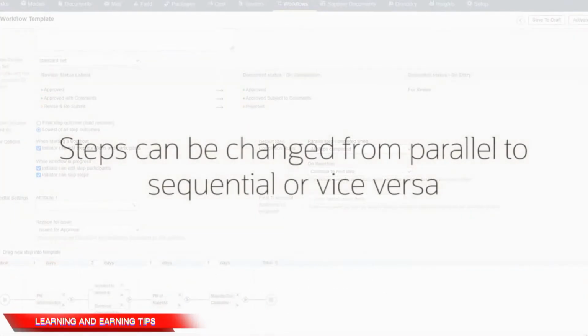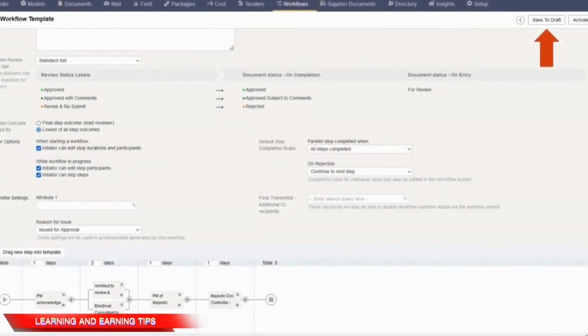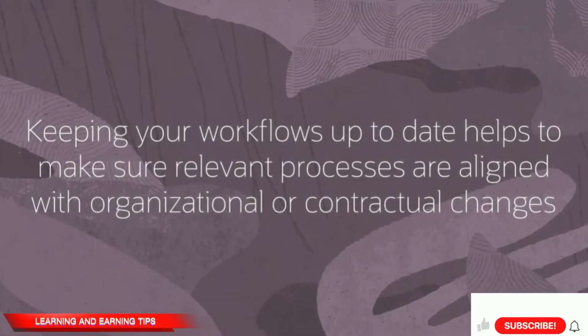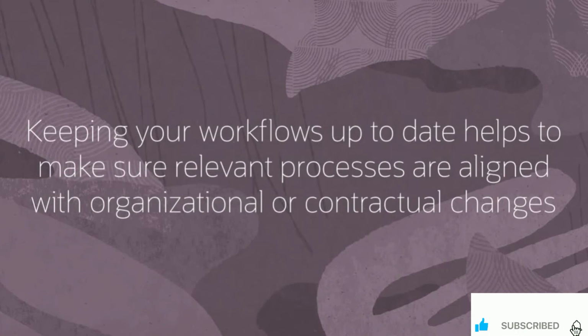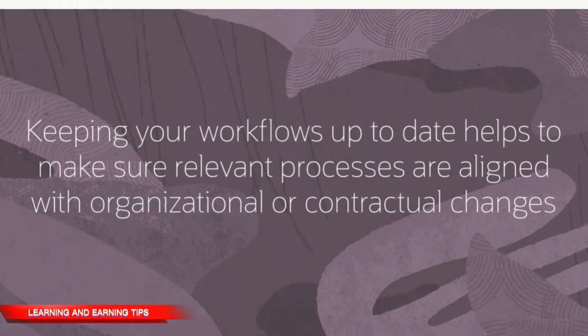If any of the steps need to be changed from parallel to sequential or vice versa, it's easy to change them by dragging the relevant steps within the workflow. When we're done, either save the draft or activate it if it's ready for use. Keep your workflows up to date while the project evolves, and this helps make sure that the relevant processes in the system are aligned with any organisational or contractual changes.